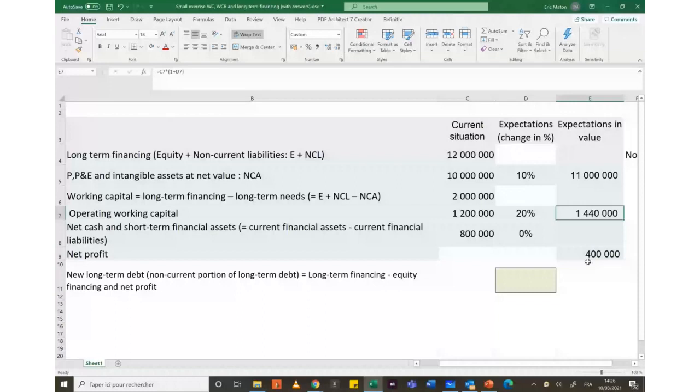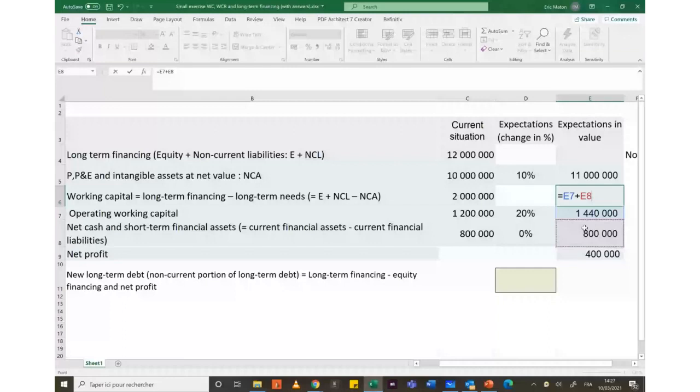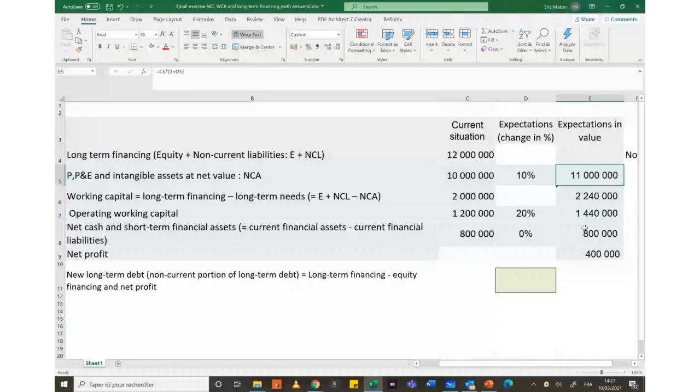We want to keep the same net cash, so no change. So now we can calculate the working capital we need to finance. What we need to finance with the excess of long-term financing is the operating working capital plus the net cash. So we need to finance this. And we also need to finance the accumulated long-term investments. So what we need to finance is the excess of long-term financing plus the property, plant, equipment, and intangible assets at net value.